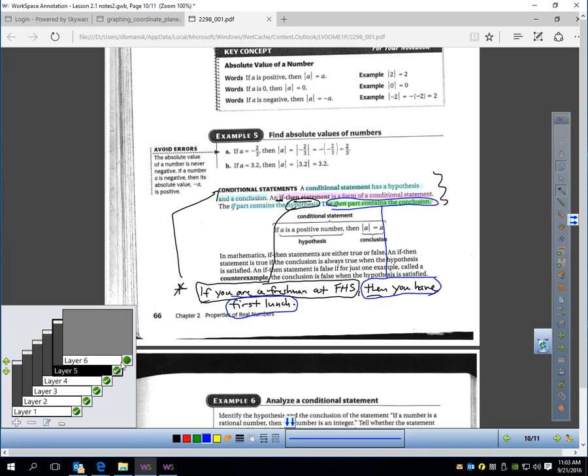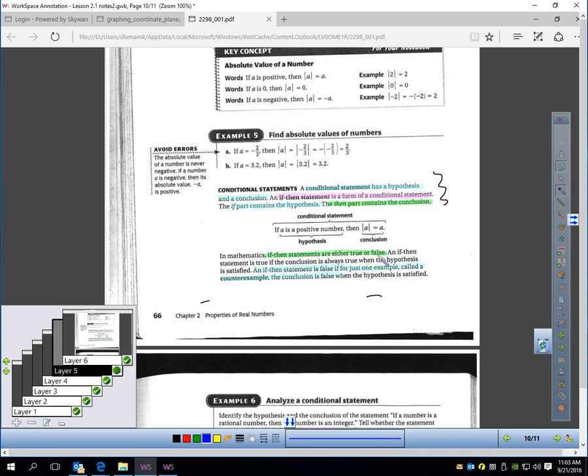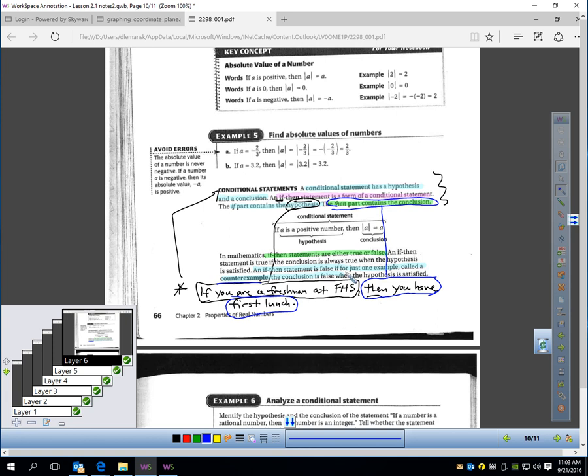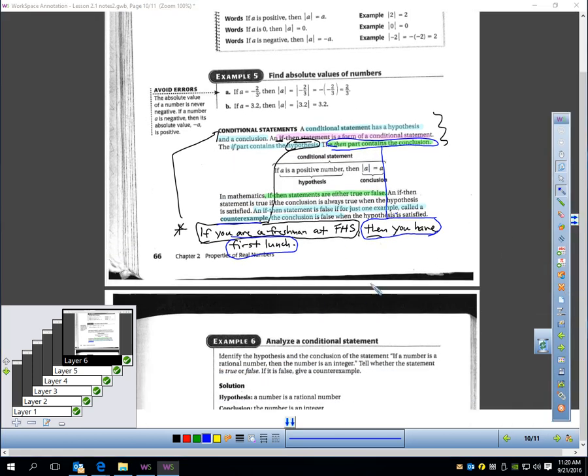It's important to note that if-then statements can be true or false. If the statement's false, if you can show one example where it's false, that would be a counterexample, and it would prove the statement is false. This conditional statement here, you can see is true. If the statement's false, again, if you can give one example where it's false, you'd be giving me a counterexample, and you would prove it's false.